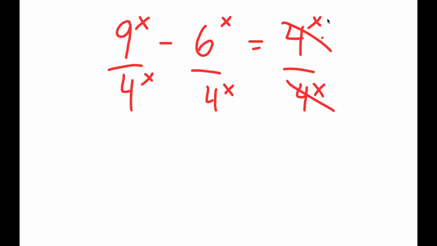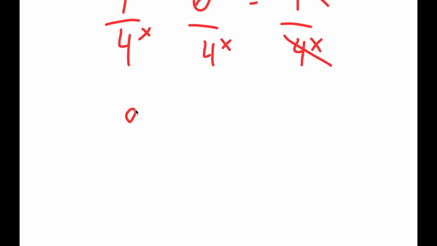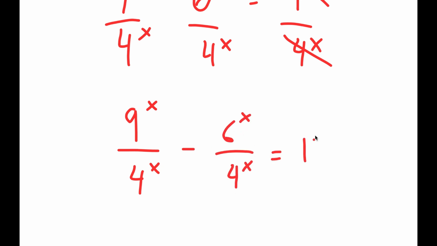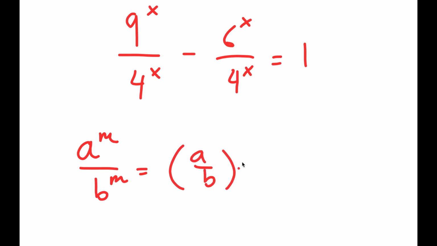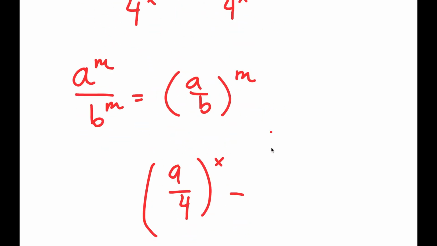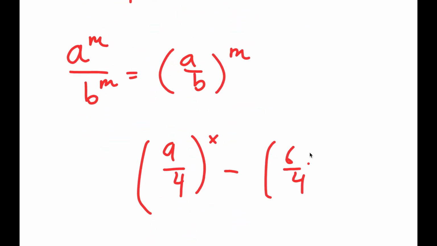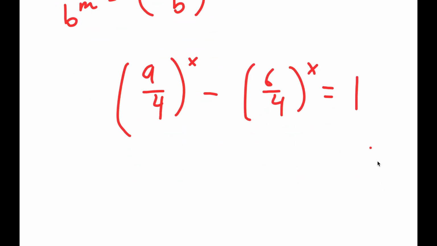So 4 to the power of x divided by 4 to the power of x is obviously 1. So I get 9 to the power of x over 4 to the power of x minus 6 to the power of x over 4 to the power of x is equal to 1. Now, if I have something in the form a to the power of m over b to the power of m, this is equal to a over b to the power of m. So I get 9 over 4 to the power of x minus 6 over 4 to the power of x is equal to 1.